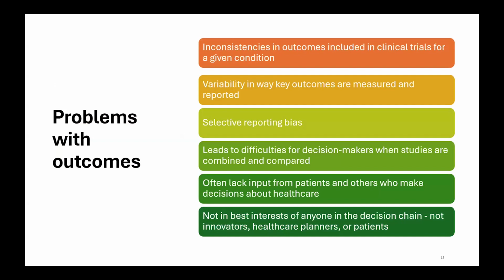But there's quite a lot of problems with outcomes. So there's inconsistencies in the outcomes that are included in clinical trials for a given condition. There's also variability in the way the key outcomes are measured and then reported. We have selective reporting bias, so where only those outcomes that are significant are reported in the final paper. And these issues lead to difficulties for decision makers because you're unable to compare and combine the results from the different studies. They can often lack input from patients and others who make decisions about healthcare. And so they're not in the best interest of anyone in the decision chain.